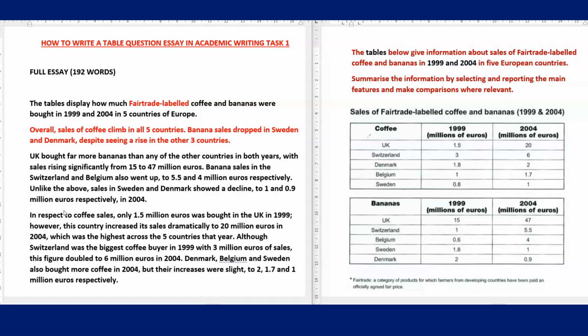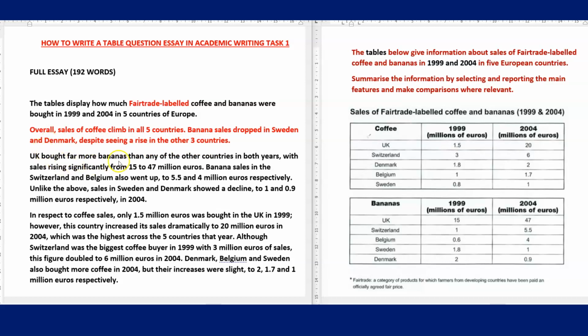Okay, so we are going to read it out. Remember, this is our question. Okay, so the tables display how much fair trade labeled coffee and bananas were bought in 1999 and 2004 in 5 countries in Europe. Overall, sales of coffee climbed in all 5 countries. Banana sales dropped in Sweden and Denmark, despite seeing a rise in the other 3 countries.